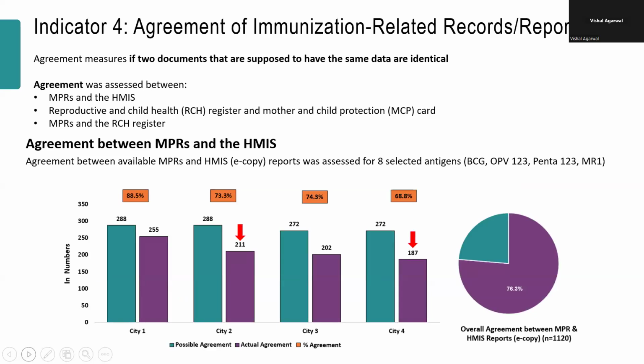So the agreement means the data in two different sources should match each other, like the monthly progress report and HMIS. As I said, the monthly progress report is the primary source of the data entry into the HMIS portal, so that should be the replica of the monthly progress report. But in our data quality assessment, we found that only 76% of the data reported in the monthly progress report were found the same in the HMIS portal. Otherwise, 24 to 25% mismatches were found between MPR and HMIS portal. Next slide, please.